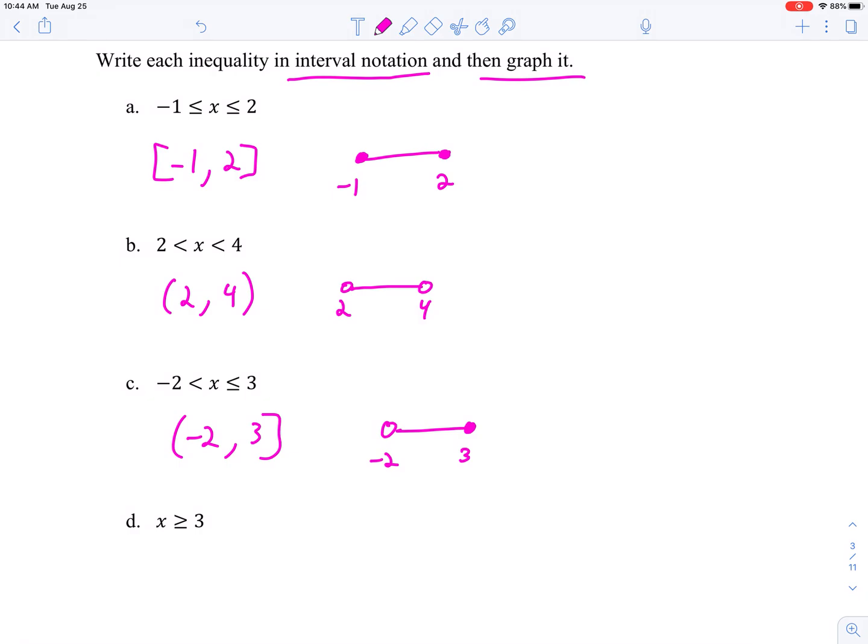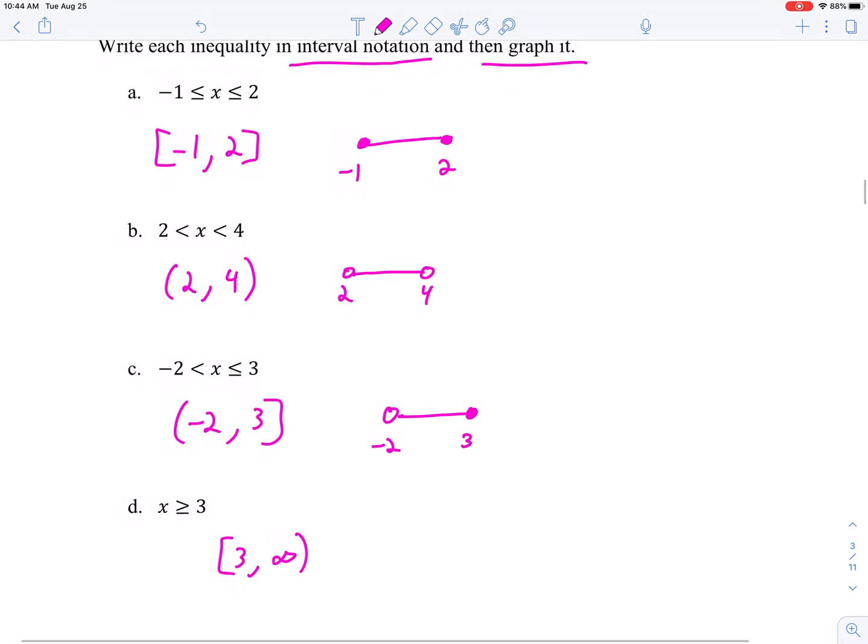Alright, then part D, x is greater than or equal to 3. So it's or equal to, so we are including 3. And greater than, so we're going to go on to infinity. And remember again, parentheses or round brackets on infinity always. Alright, so if we were to graph this, we would do a solid dot at 3, and then an arrow going to the right forever because it's greater there.